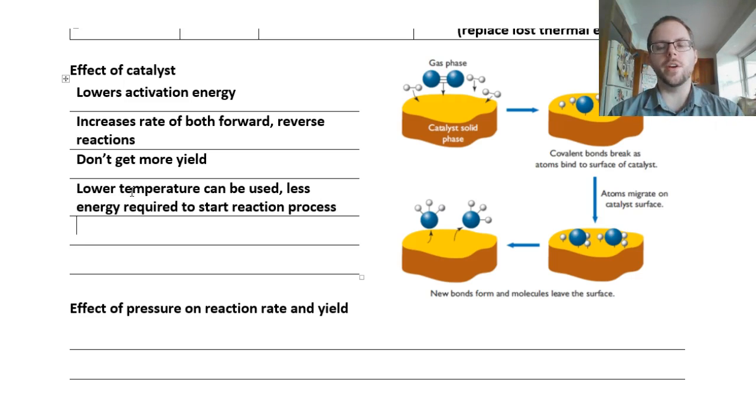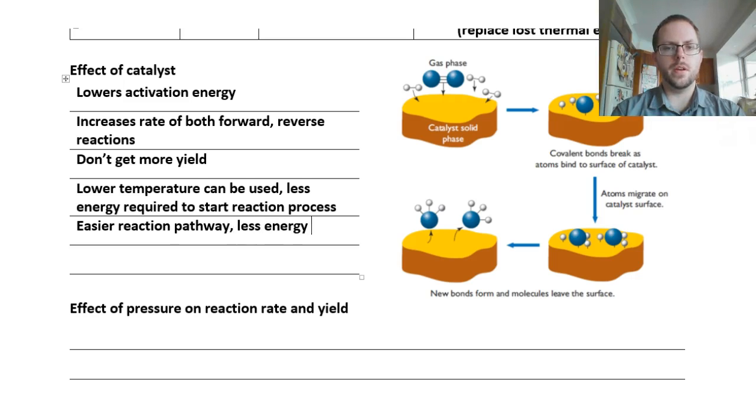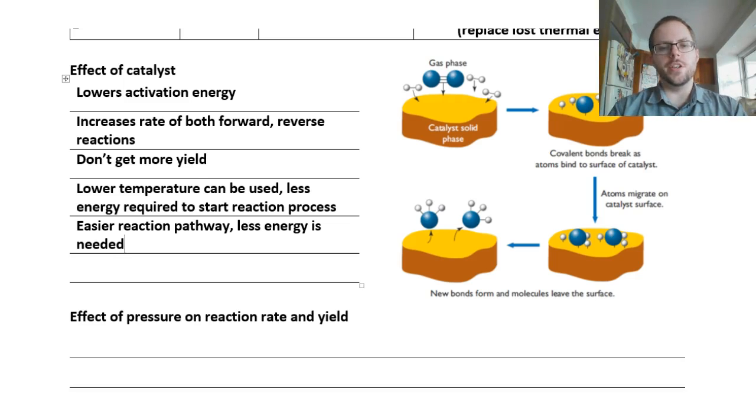Because normally you need higher energy in order to actually get the reaction occurring, to get the particles moving fast enough that the collisions work. But when you can use a catalyst, because you have an easier reaction pathway, less energy is needed, therefore lower temperatures are required.